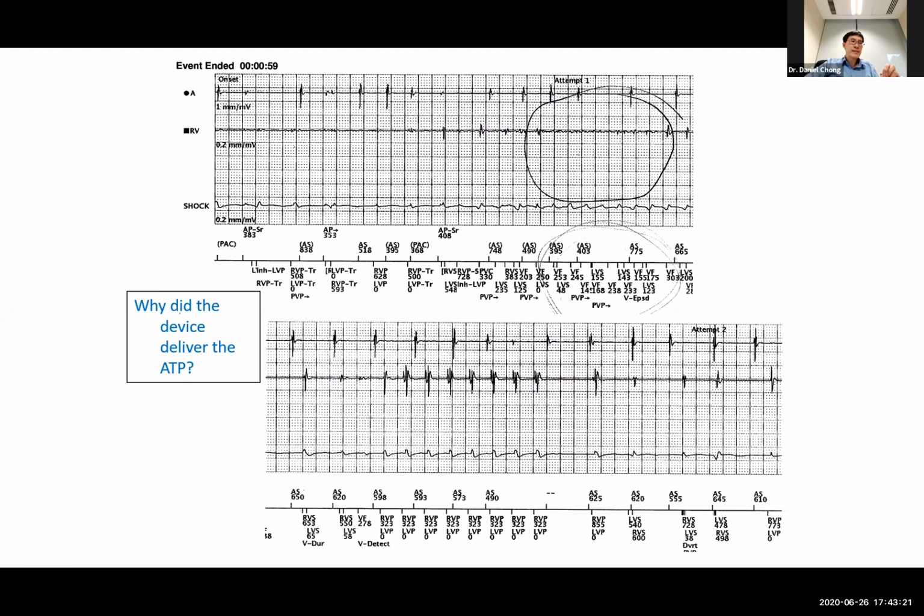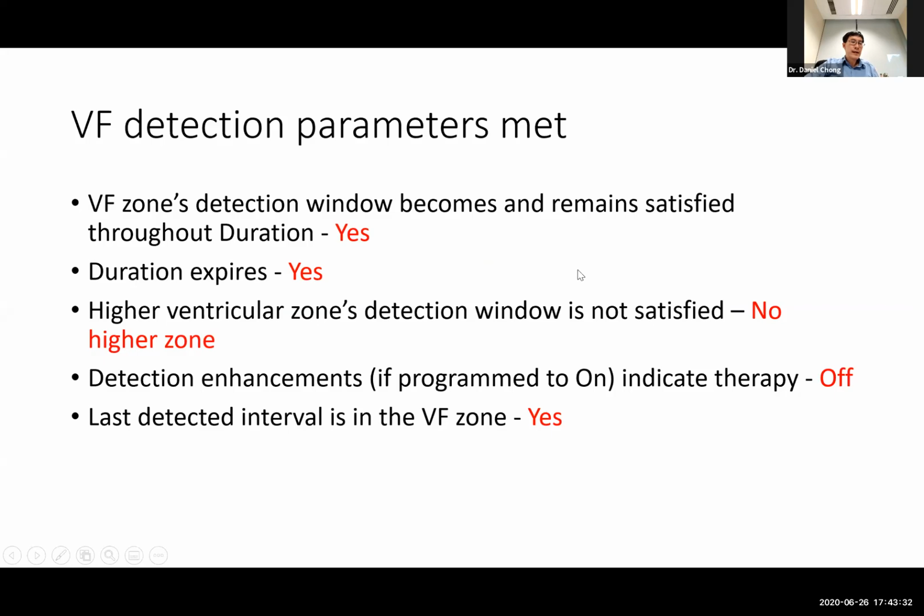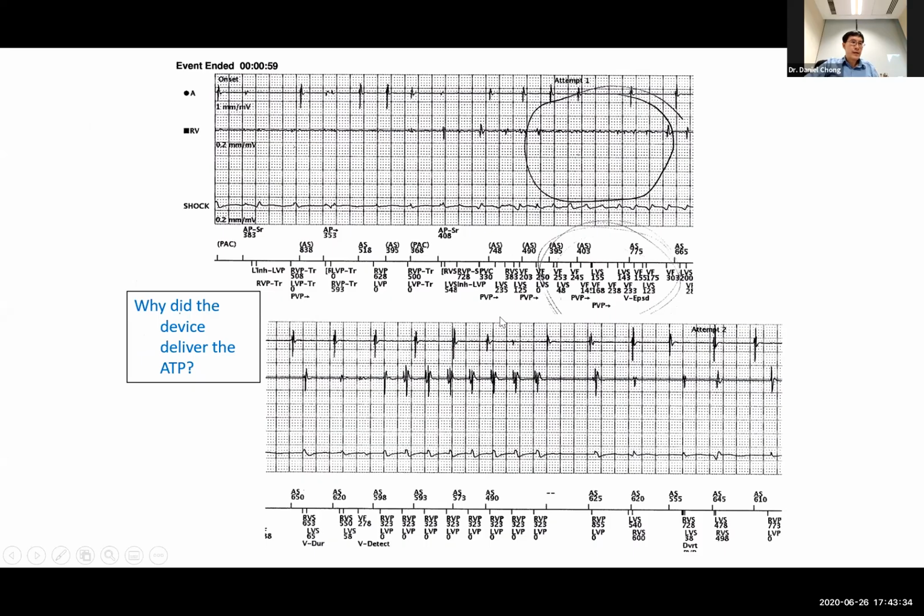So actually the answer is that the VF parameters are fulfilled sufficiently for therapy is the correct answer. And the reason is because if you look at the tracing, you can see that number one, you have all these beats. So 8 out of, okay, there's a bit of lag, apologies, 8 out of 10 RR intervals satisfy the VF zone. So therefore, VF is detected based on the device. The duration is fulfilled because this 2.5 seconds is the duration.